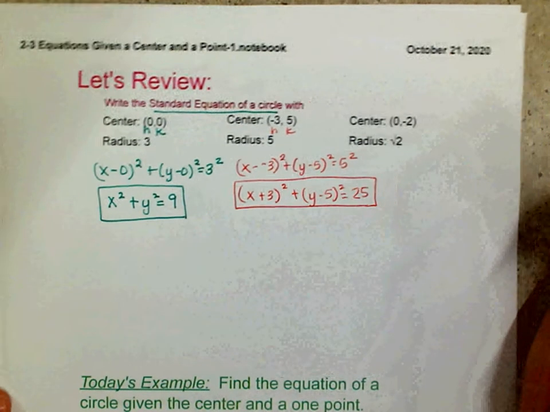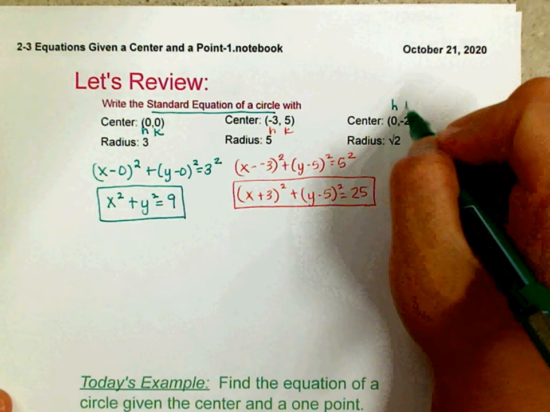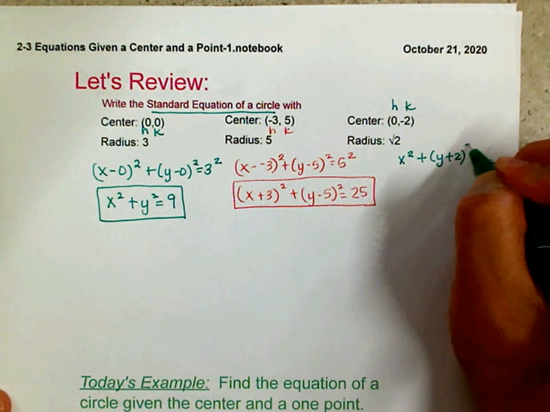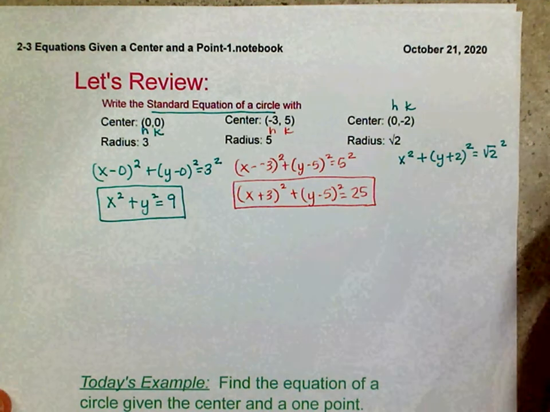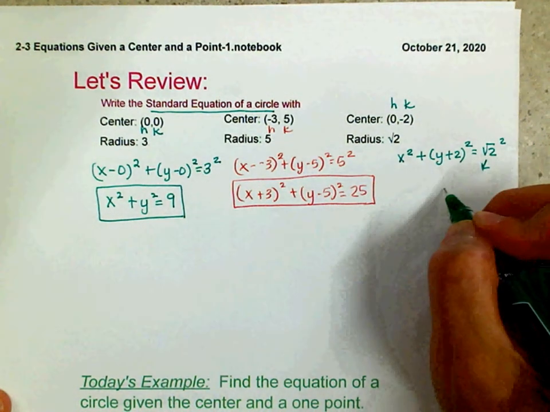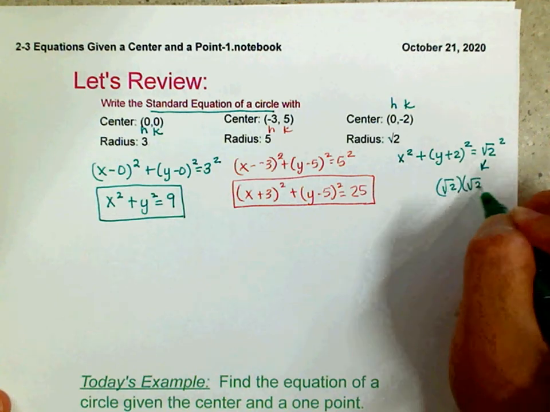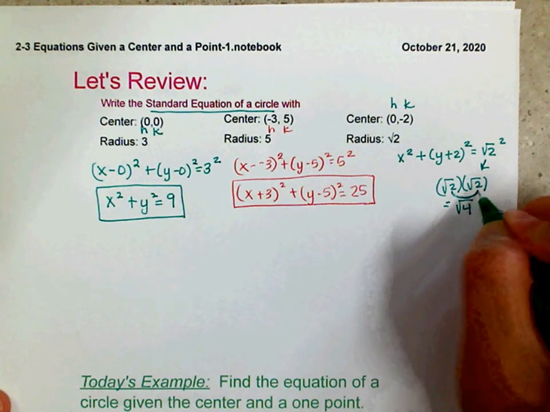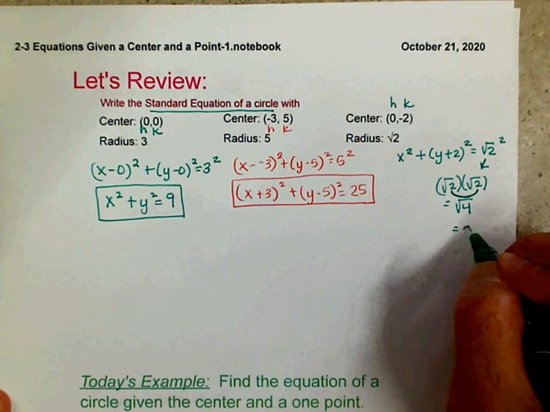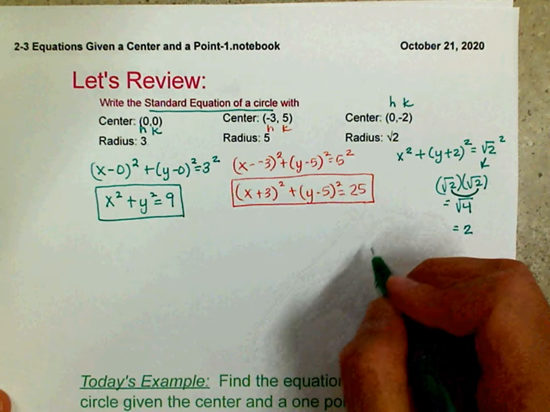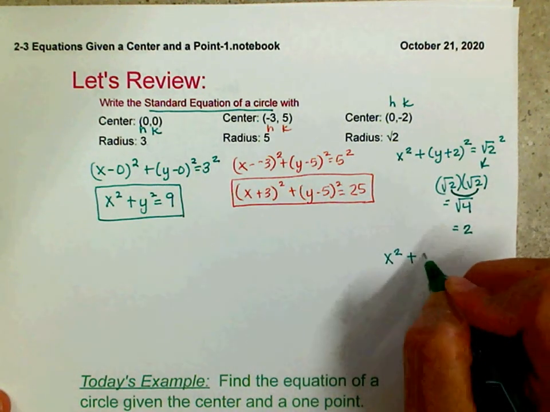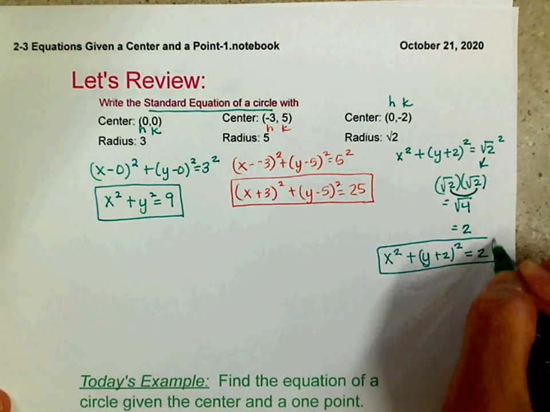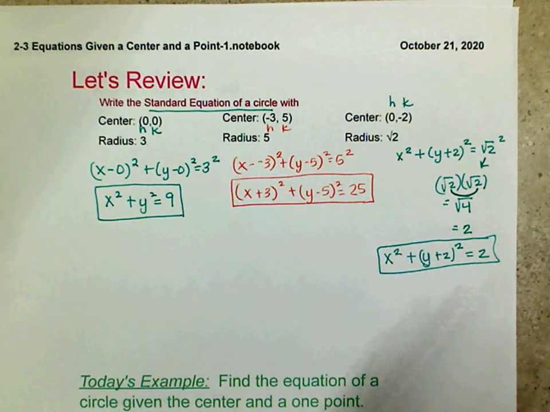All right, let's look at our last one. Here's your h, here's your k. I'm going to go ahead and write it x squared plus y plus 2 squared is equal to square root of 2 squared. So to simplify, this is the same as square root of 2 times the square root of 2. Square root of 2 times the square root of 2 is square root of 4. You see how they both are under the radical? So you multiply them together. And the square root of 4 is 2. So let's go ahead and write our simplified equation. So x squared plus y plus 2 parentheses square is equal to 2. And there you have your standard equation of a circle. Okay?